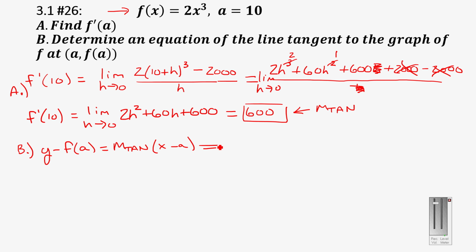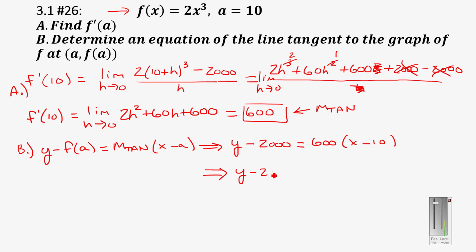All right. So I can start plugging and chugging here now. y minus f of a. Well, what is f of a? Well, a is 10. So f of 10 is 10 cubed is 1,000 times 2 is 2,000. Equals m tangent, which is 600, times x minus a, which we said was 10. So this should be able to give me the equation that I'm looking for. So I'll go down a little bit further.